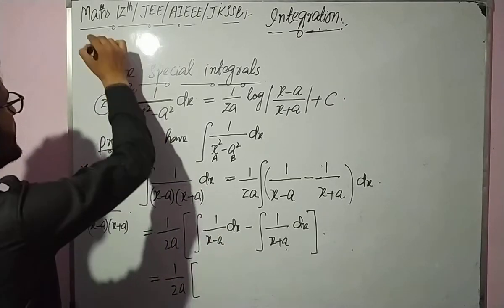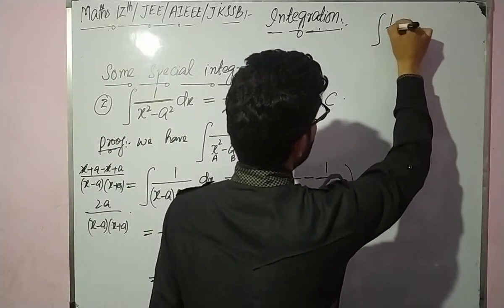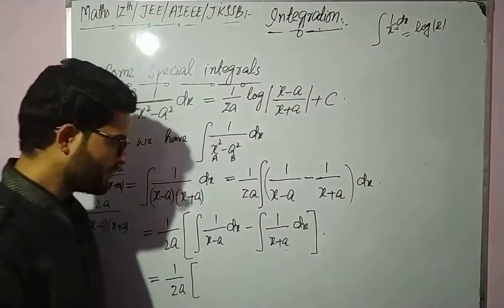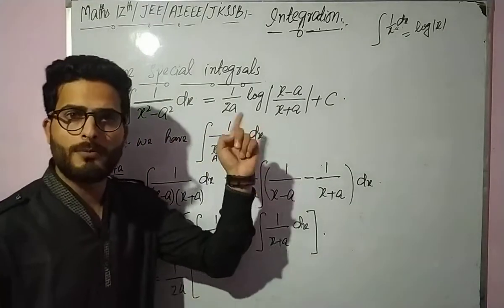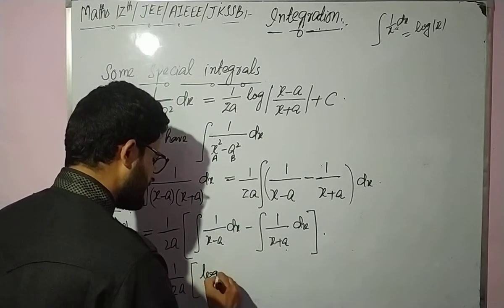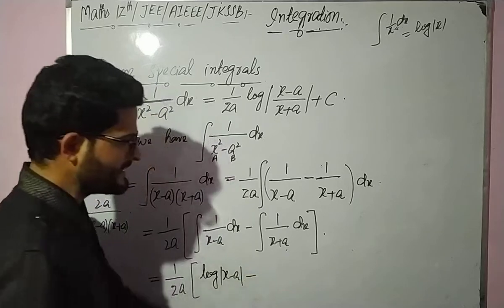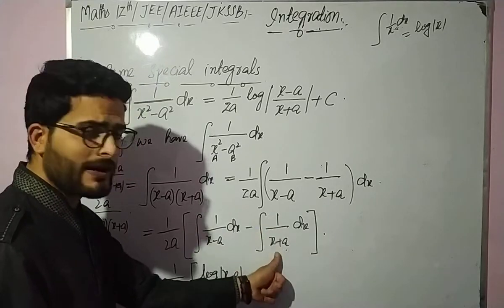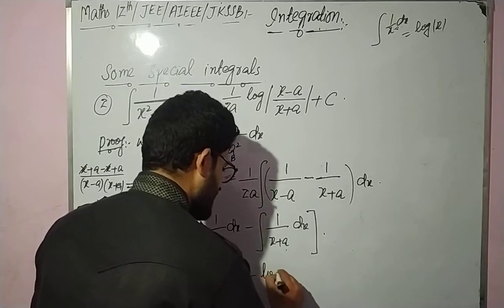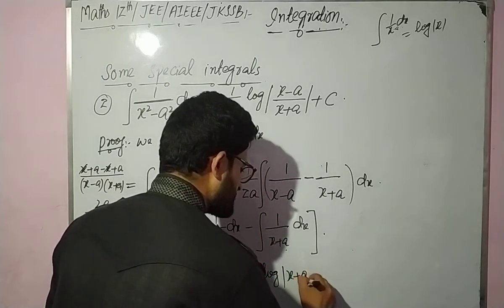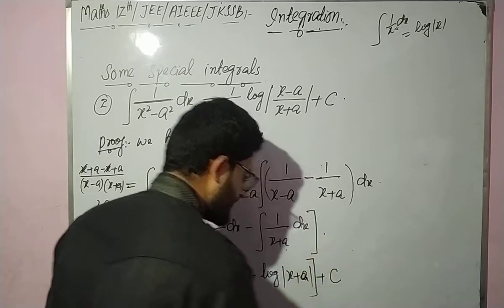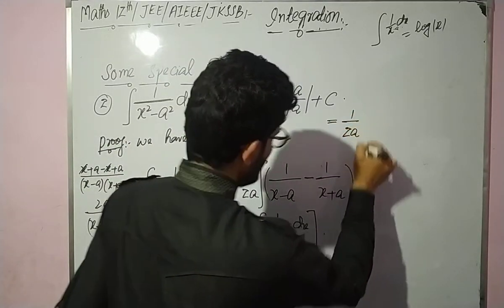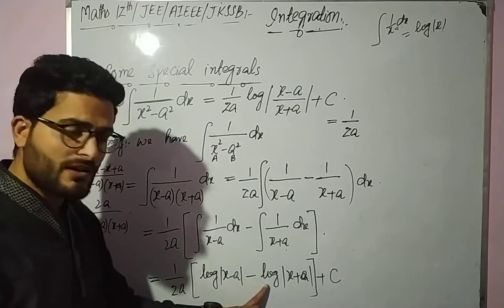Is that clear? This can be further written as 1 divided by 2a into, now look here, this is obviously a standard integral because integration of 1 divided by x dx is directly equal to log of mod of x. अब instead of x हमारे पास है x minus a, तो यहां पे 1 divided by x minus a की इंटीग्रेशन क्या बनेगी फिर, log of mod of x minus a, minus times 1 divided by x plus a की इंटीग्रेशन, वो होगी log of mod of x plus a, plus c, the constant of integration, and this can be further written as 1 divided by 2a into log of mod of x minus a minus log of mod of x plus a.